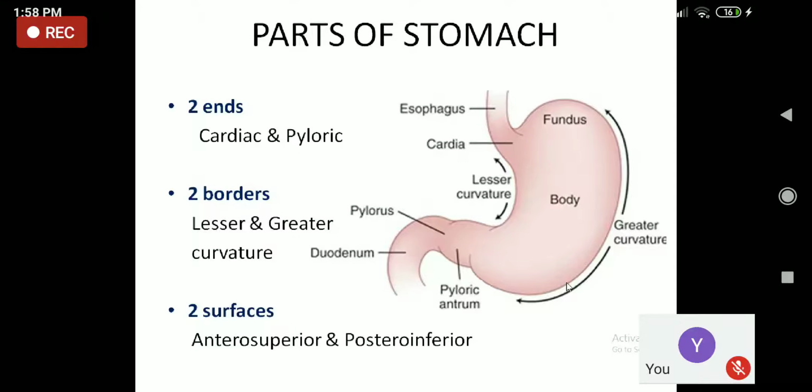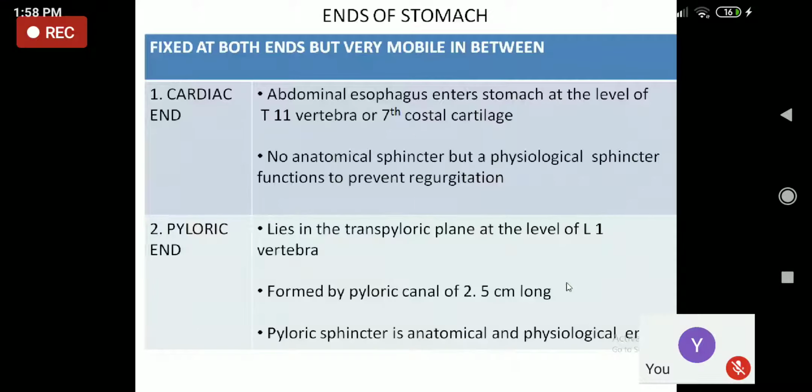So let's go into detail about these individual parts of the stomach. Firstly, the two ends of the stomach are the cardiac end and the pyloric end. These two ends are more fixed, but in between, the body and the remaining part of the stomach are mobile. The ends are more fixed than its body.